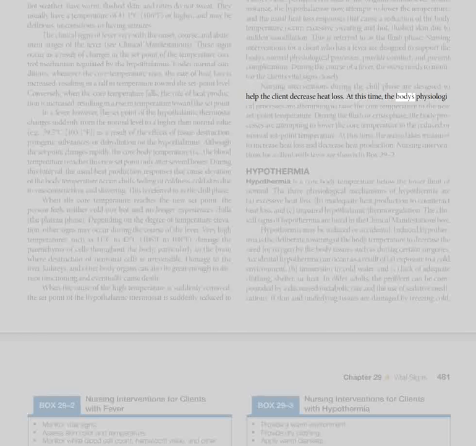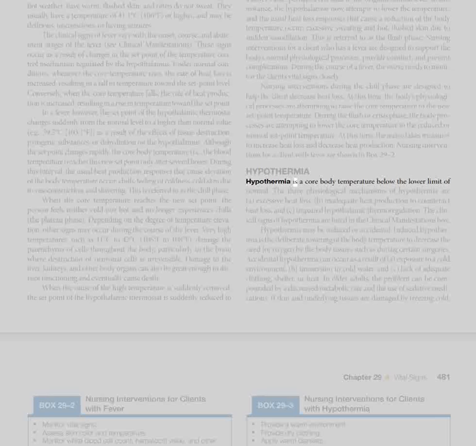At this time, the body's physiological processes are attempting to raise the core temperature to the new set point temperature. During the flush or crisis phase, the body processes are attempting to lower the core temperature to the reduced or normal set point temperature. At this time, the nurse takes measures to increase heat loss and decrease heat production. Nursing interventions for a client with fever are shown in Box 29-2.